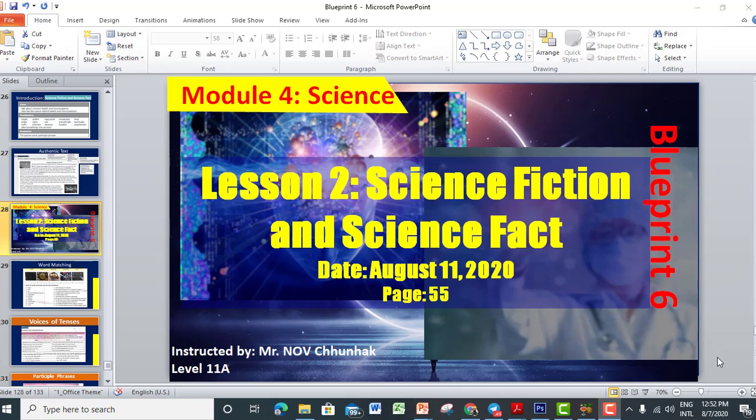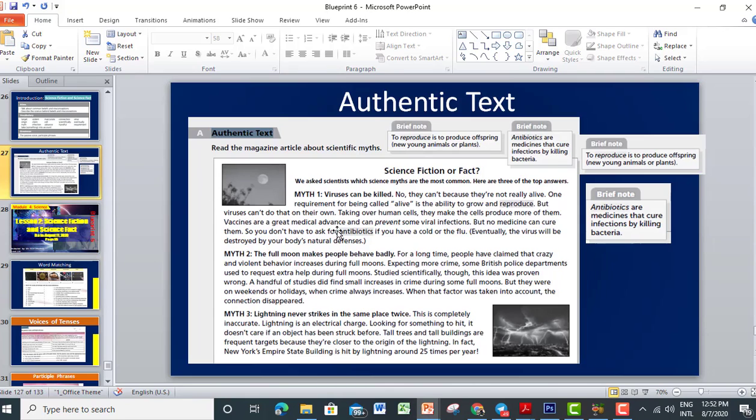And now you study the Blueprint 6, okay? Science fiction and science fact. Yesterday you learned about myth, and whether you can consider which one is science and which one is fiction. You also learned some definitions, like reproduce and antibiotics, okay.